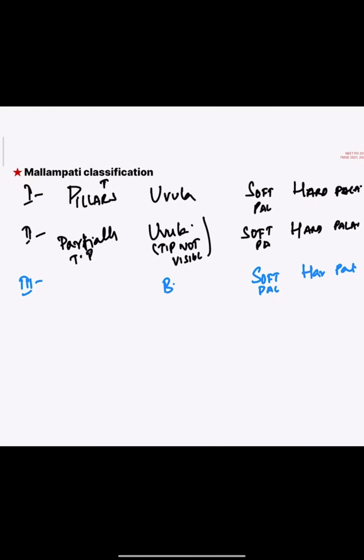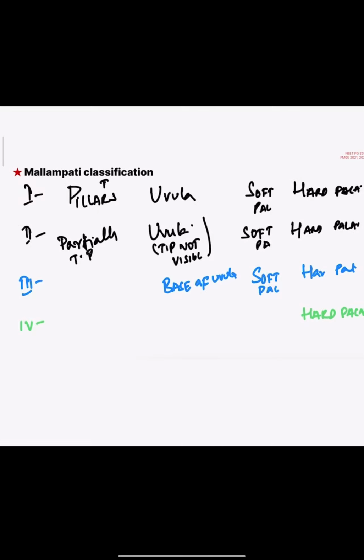Uvula, only the base is seen over here. Base of uvula could be seen over here in class 3. Class 4 means what, guys? Class 4 means only the hard palate is visible. Now guys, remember, hard palate visible means what? That means the patient is having a difficult airway.